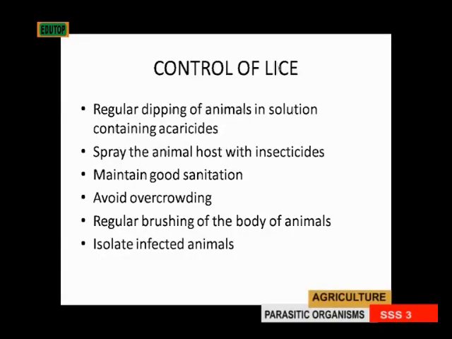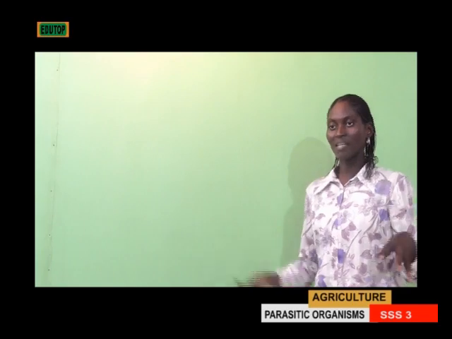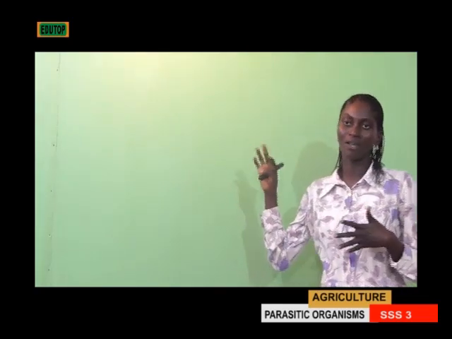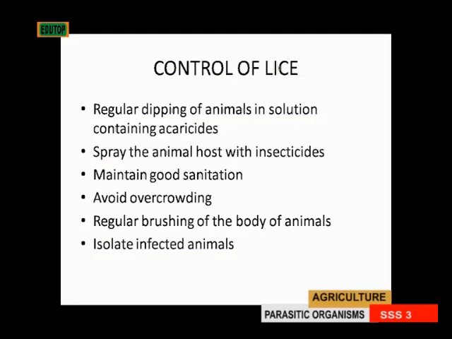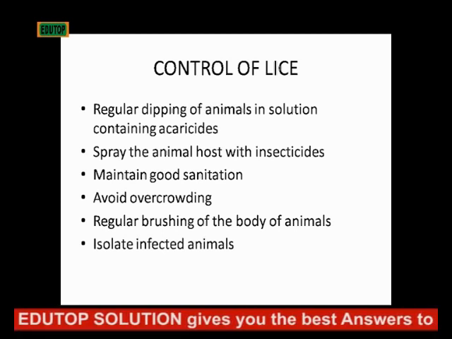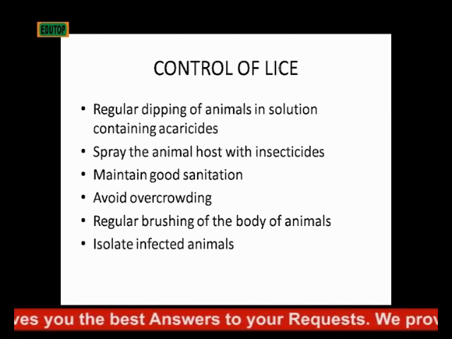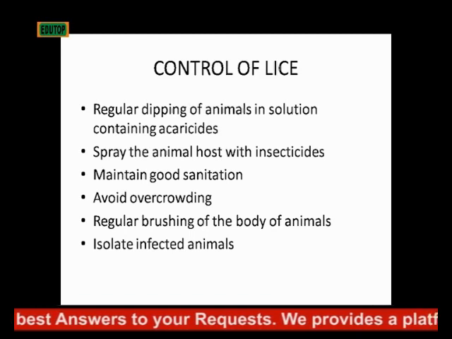Then, how do we control lice? First, regular dipping of animals in solution of acaricide. So when animals just go through the solution of acaricide, they will be prevented or even cured from the attack of lice. Another thing is that you can spray the animal host with insecticide, so it will kill the lice. Then maintenance of good sanitation, I've said that over and over again, in control of these diseases, it goes a very long way.